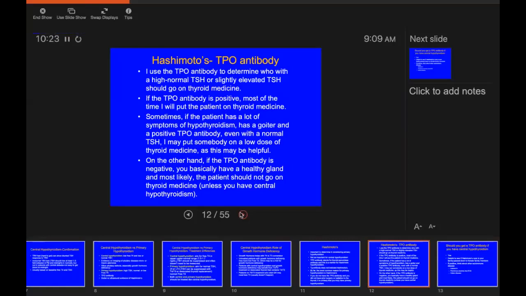On the other hand, if a TPO antibody is negative, you have a healthy gland. It's not being attacked by antibodies. And I usually don't put somebody on thyroid medicine because that gland can recover. It's a healthy gland unless the TSH is quite high or they have central hypothyroidism. That's why it's important to distinguish between the two.